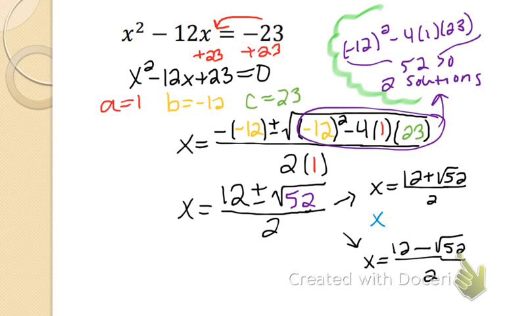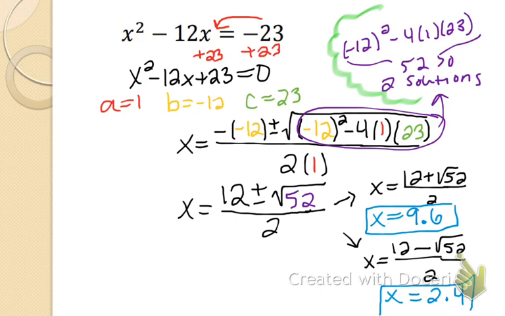Our solutions would be simplified, round to nearest tenth. So in this case, we would end up with x equals 9.6 if we round to nearest tenth. And when we have 12 minus square root of 52 divided by 2, we get 2.4 as our solution. So here we have our 2 solutions.